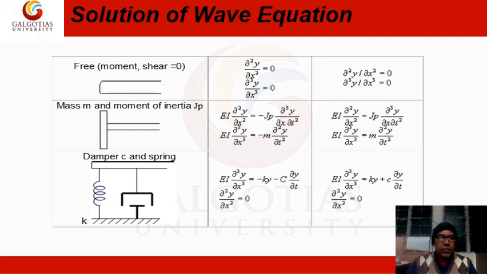For the damper and spring system, this is the damper, this is the spring, where the k term is of the spring and the c term is of the damper. We know that damping is a function of velocity, so the velocity term is taken over here, and the spring force, the restoring force, is proportional to the displacement, so the displacement term is taken over here. This is negative in sign on the left hand side, but on the right hand side this will be positive.